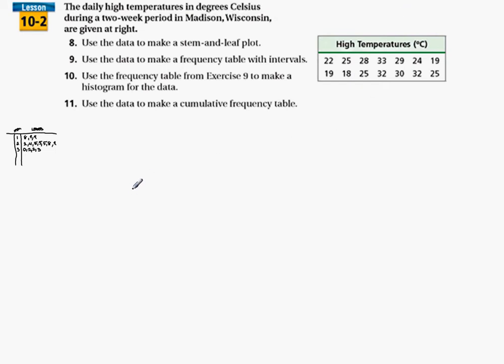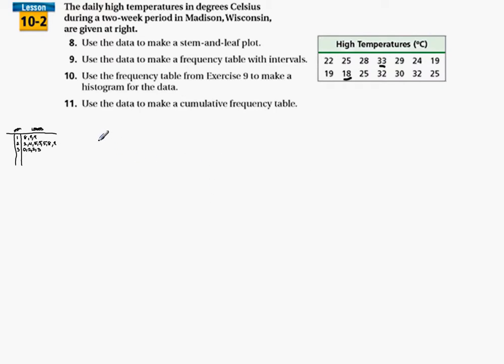Alright, so here again, we're using the same temperatures now to make a frequency table with intervals. The first thing I do is look at the smallest pieces of data and the largest. And it looks like it's 18 to 33.